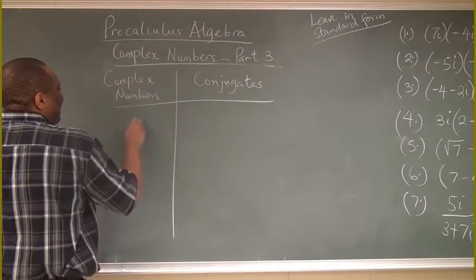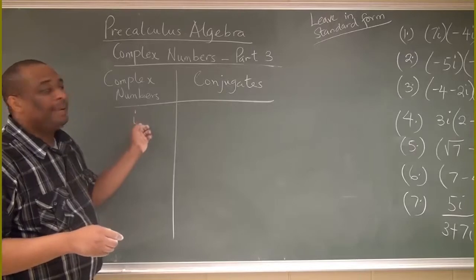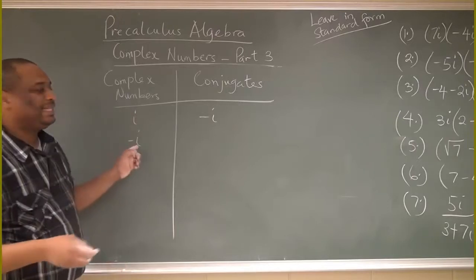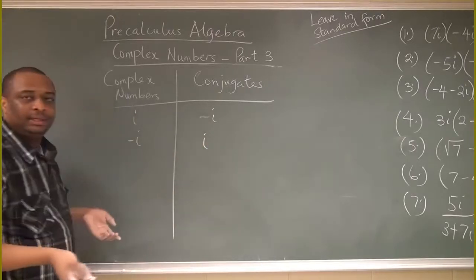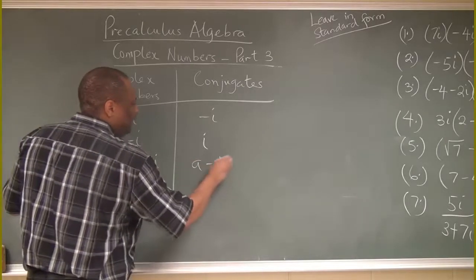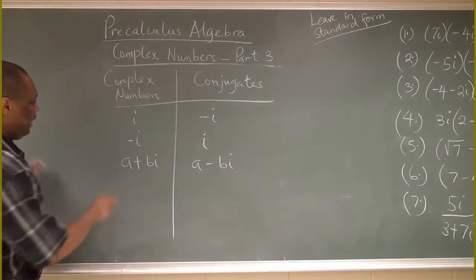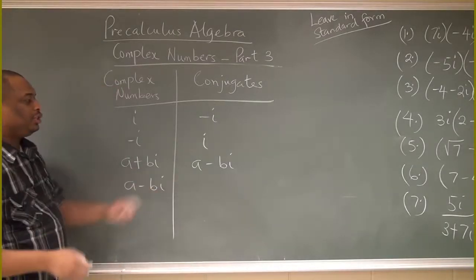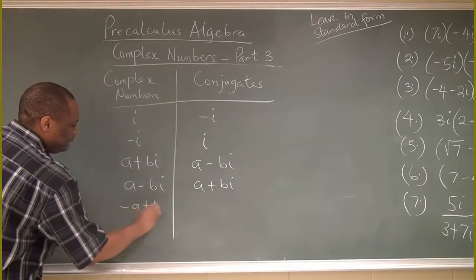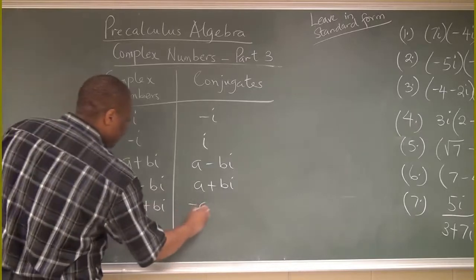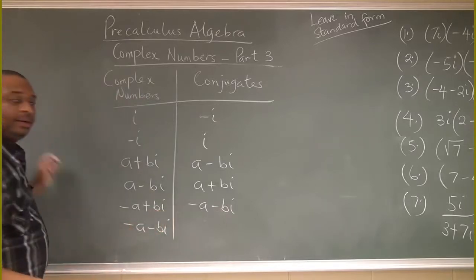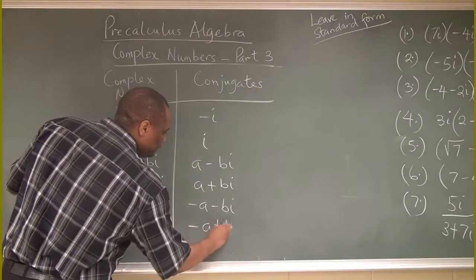Now, if we have I as the complex number, the conjugate is negative I. If we have negative I as the complex number, the conjugate is I. If we have A plus BI, the conjugate will be A minus BI. Okay? If we have A minus BI, the conjugate will be A plus BI. If we have negative A plus BI, the conjugate will be negative A minus BI. If we have negative A minus BI, the conjugate will be negative A plus BI.